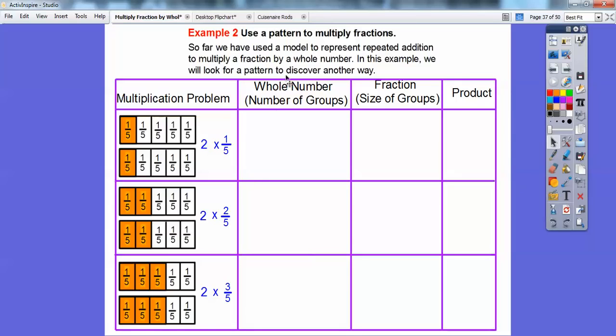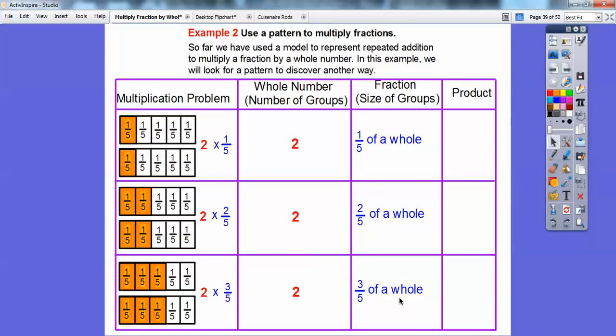So what whole number is being used right here? The whole number being used is these 2's right here. Sorry, bad English. So the whole numbers are all those 2's right there. What's the size of each group? Here, the size of these groups is 1/5. The size of these two fraction strips is 2/5. The size of these two fraction strips is 3/5 right here. So it's 1/5 of a whole, 2/5 of a whole, and 3/5 of a whole.